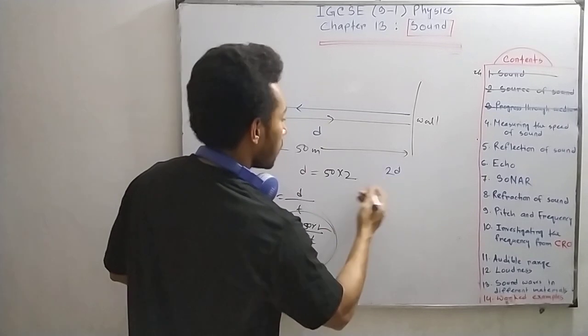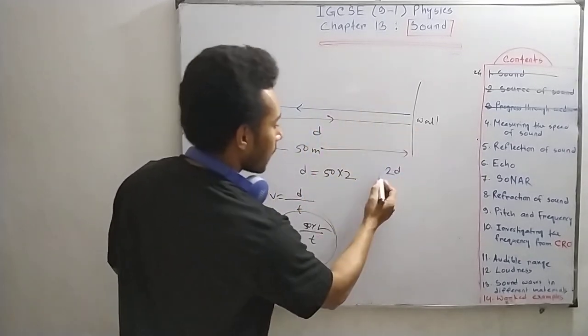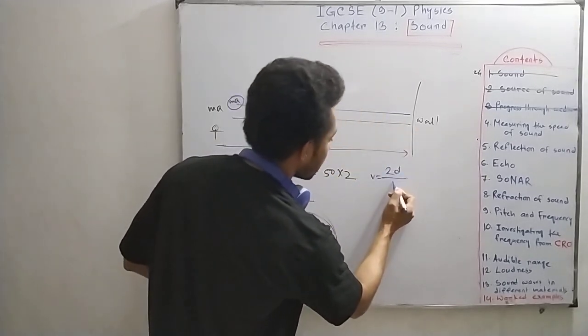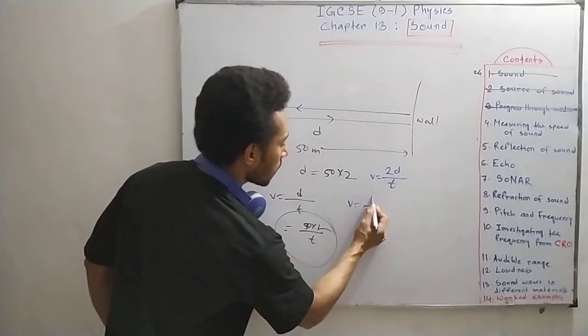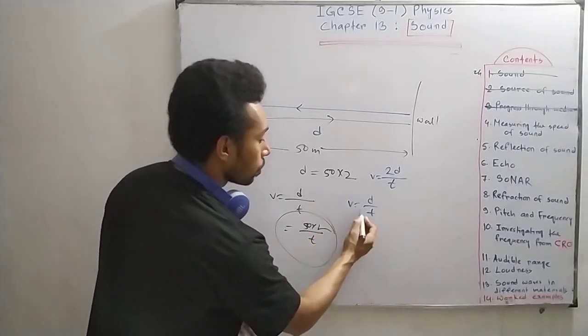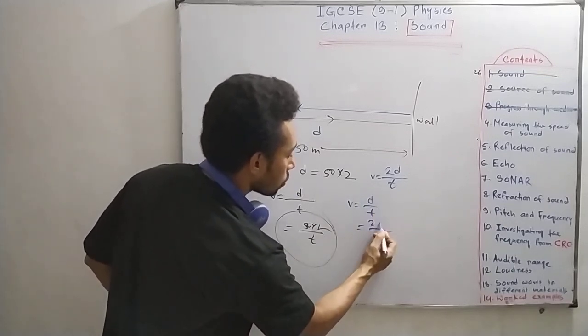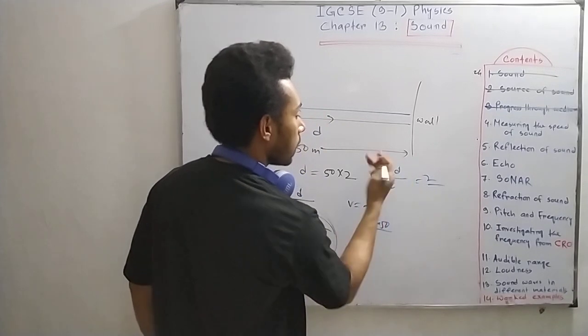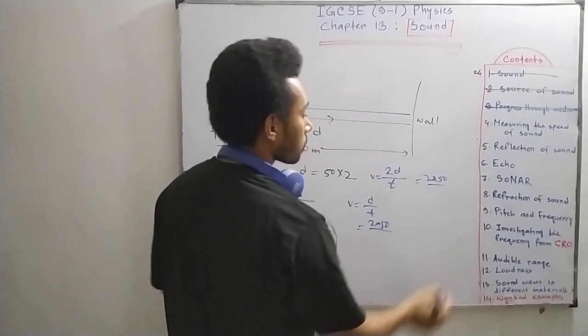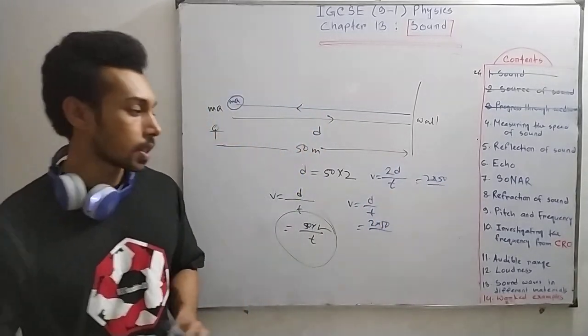So if you consider the distance as D, the speed will be v is equal to twice D by t. But if you write the equation v is equal to d by t, you have to consider d is equal to 2 into 50, and in this case the 2 is already taken and D is 50. You must remember these things.